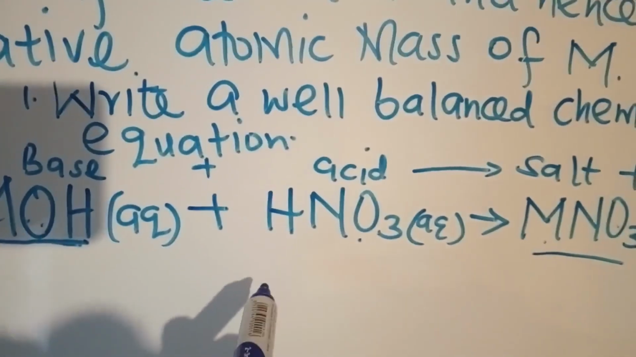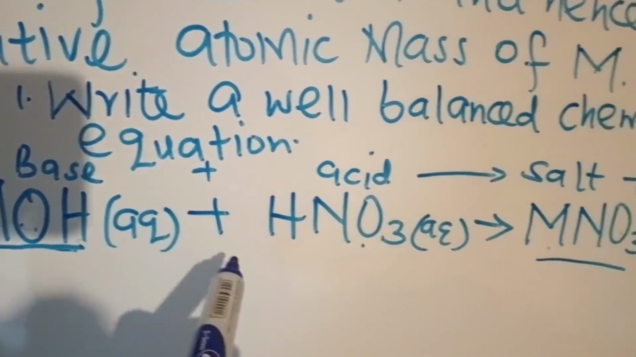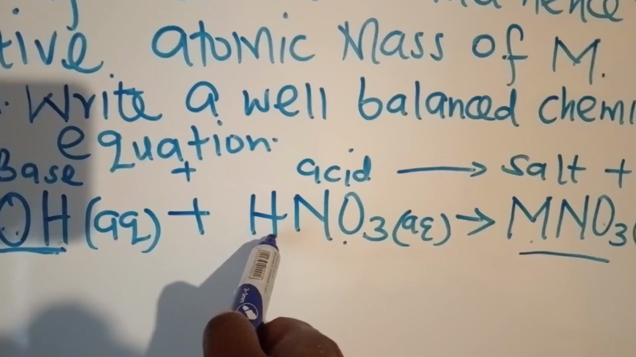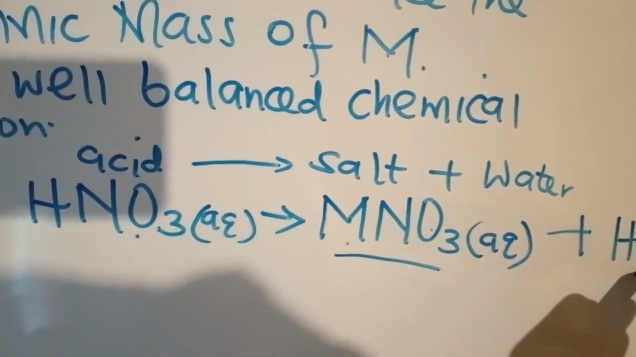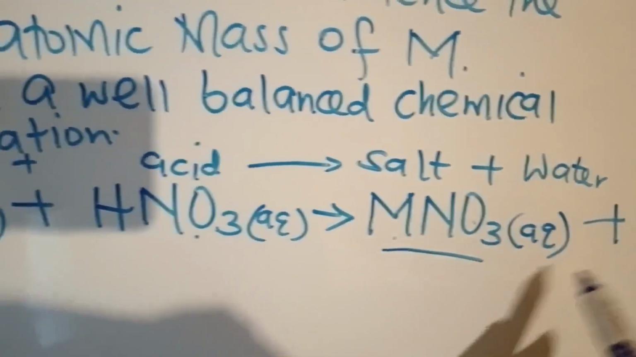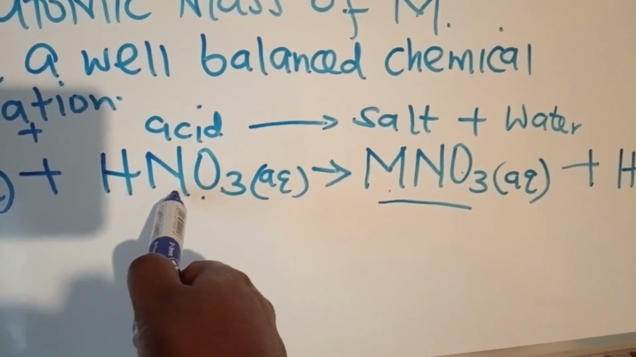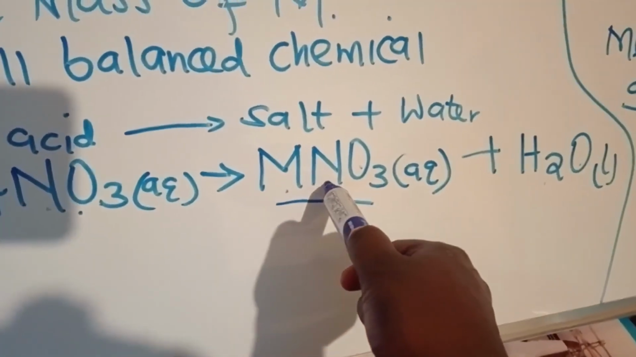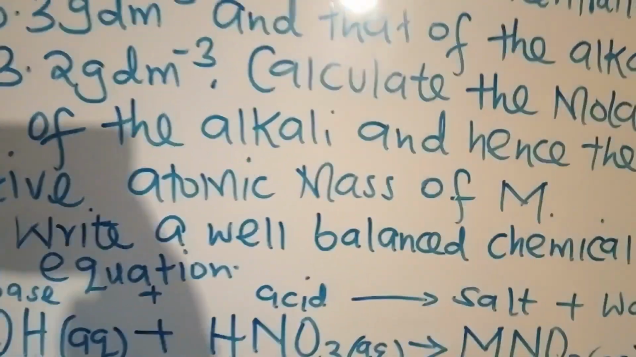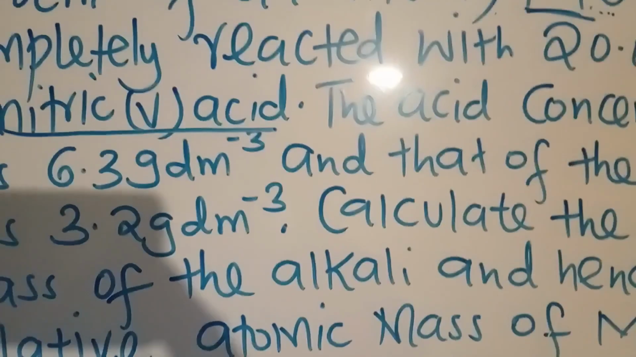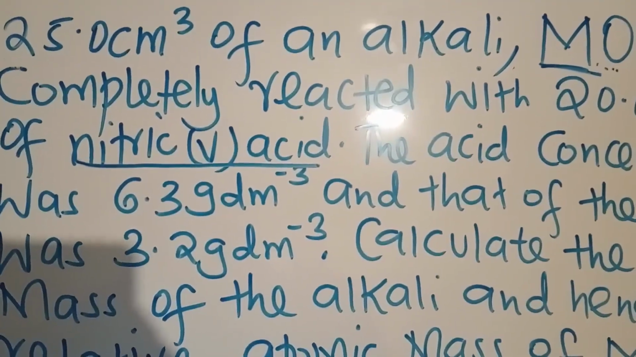Then we go to hydrogen. We have 1 hydrogen here and another one here, so there are 2. And on the product side, we also have 2. So we go on to nitrogen. Nitrogen is 1 on the reactant side, and it is also 1 on the product side. So the equation is well balanced. From there, we go ahead and interpret the question.